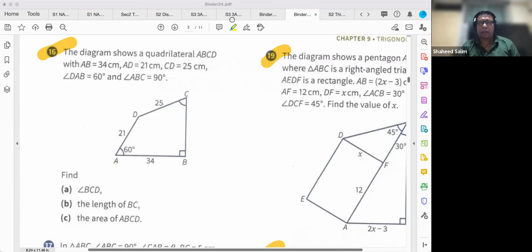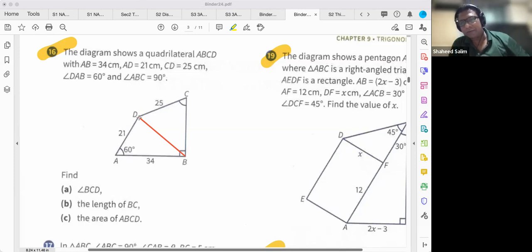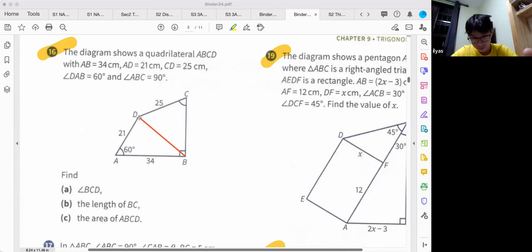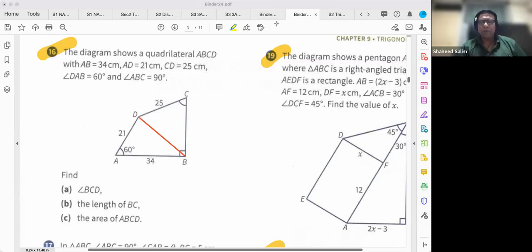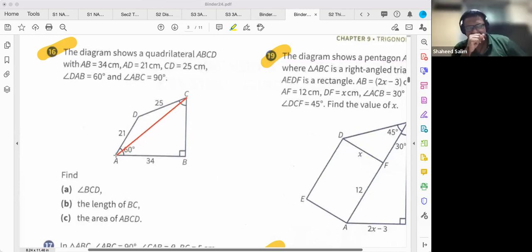Okay, so I cut for you. Once you cut like that, you have two triangles, and you're using SOH CAH TOA, no problem. SOH CAH TOA can only be used for right angle triangles, right? Cut from A to C. A to C. Okay. But if you want to find BCD, right?